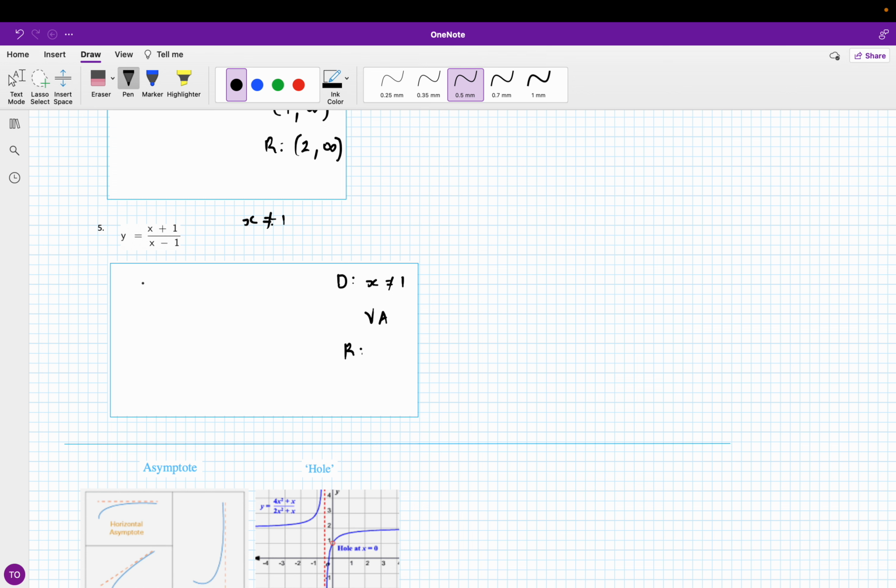this is what we can do. We can do the inverse, because the domain of the original function is equal to the range of the inverse function. So let's multiply across. Y times x minus 1 is equal to x plus 1. And from there, just simplify it all out. So basically what you're getting at the end is x is equal to y plus 1.